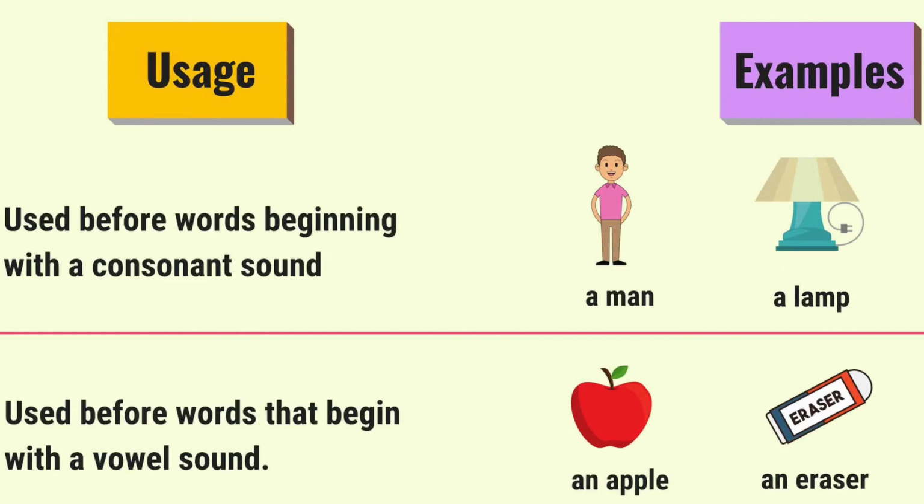Similarly, if the first letter of a word is a vowel but is pronounced as a consonant, we use a instead of an, like she's a United States senator or I go to a university.